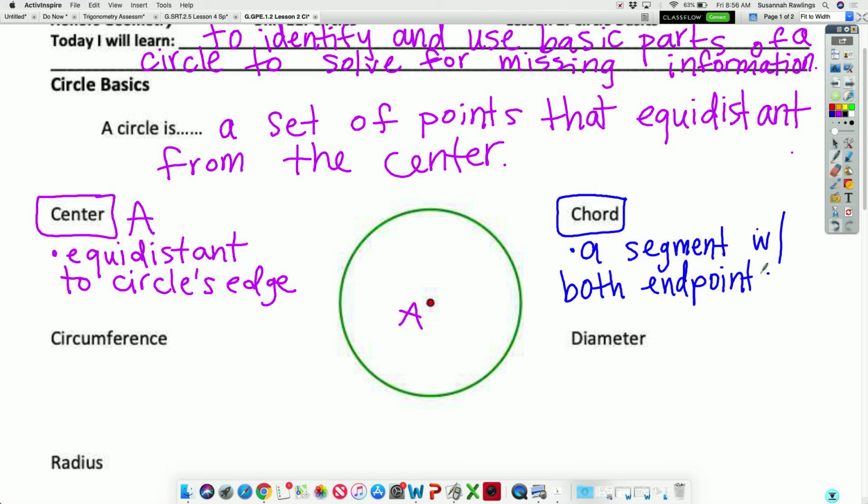So let's kind of review back to Unit 1 stuff. We have to remember how to name segments and lines and things like that. But it is important that we know a chord is going to start and stop on the circle. Okay, so let's come over here and draw a chord. So I'm going to just pick 2 points on my circle. And I'm just going to make up some letters. So M and N, just because it's fun to say, M and N.